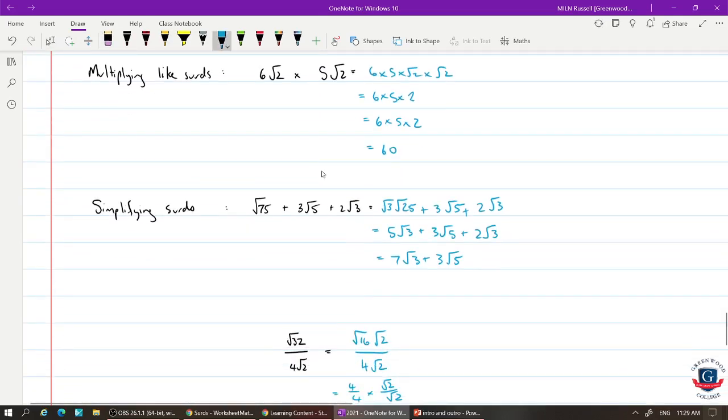In the next example, 3 times root 25 will give me root 75. I'm making the 25 because I know that's a square number and I can simplify that later. Plus 3 root 5 plus 2 root 3. Root 3 times 5 will give me 5 root 3 plus 3 root 5 plus 2 root 3. That's root 3, that's root 3. I'll have 5 plus 2 is 7 root 3s plus 3 root 5.